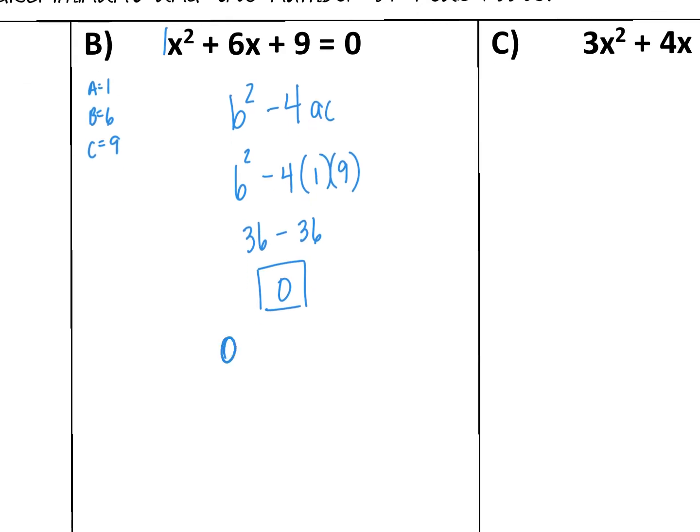So this is where you have to be careful because a lot of times people see 0 and they want to say, oh, there's no real roots. No. 0 means you're taking the square root of 0. And so you're not going to get a plus or minus a number. You get plus or minus 0 when you do the formula.